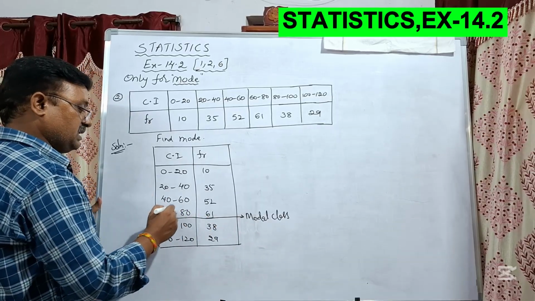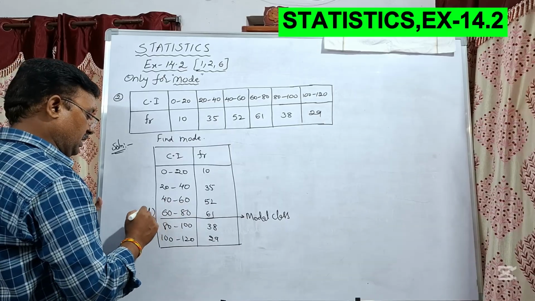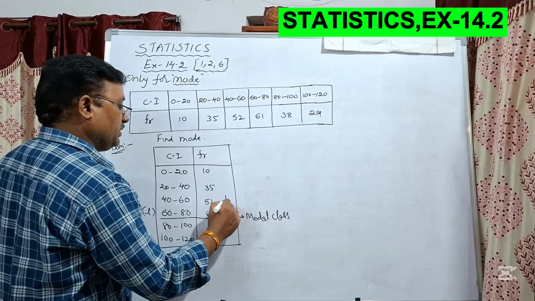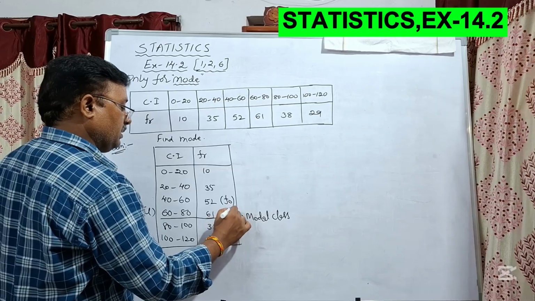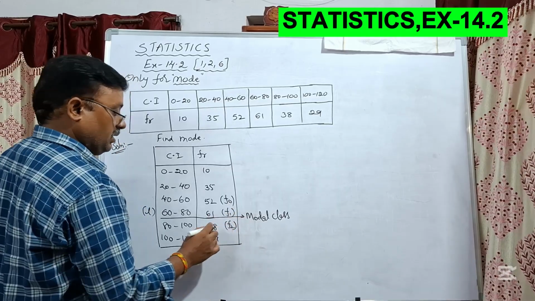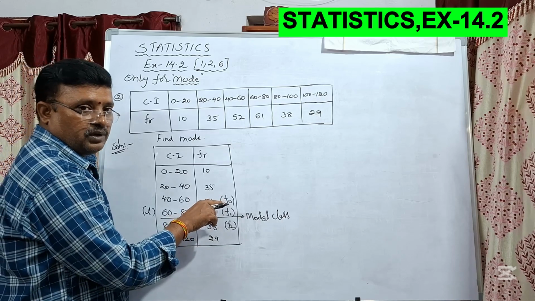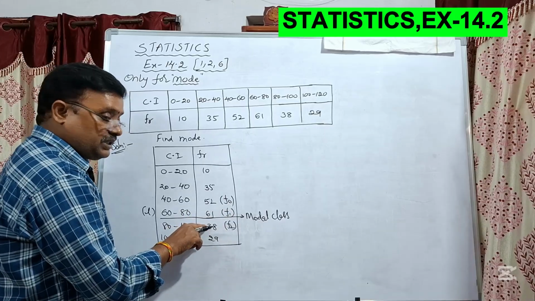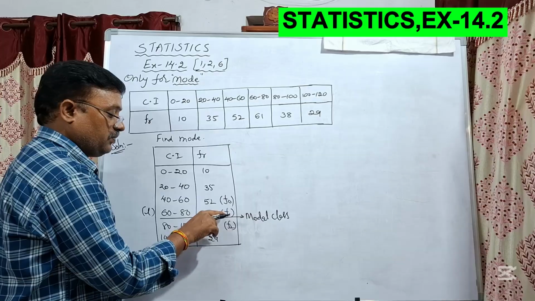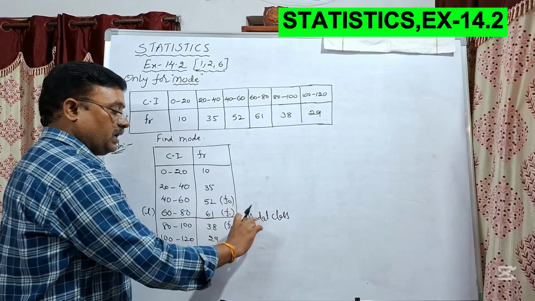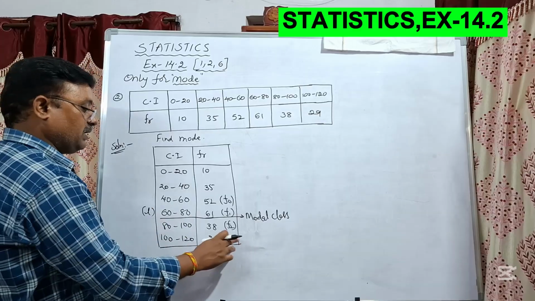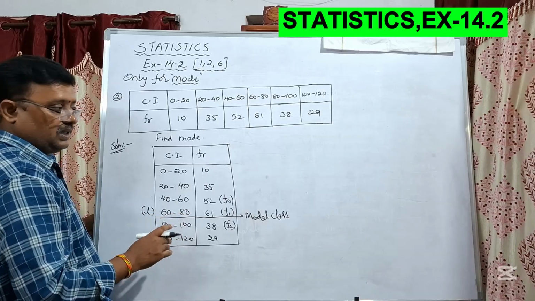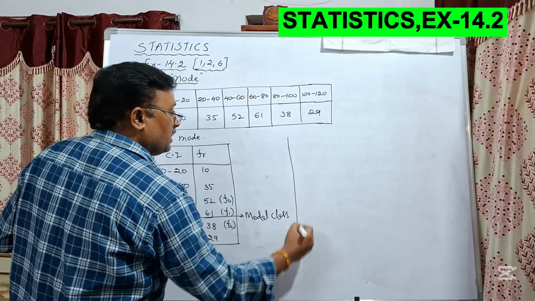Since it is in continuous form, 60 will become the L value, the lower boundary of the modal class. Next, this will become f0, this will become f1, this will become f2. Got it? The frequency of the preceding class of the modal class becomes f0, its own frequency becomes f1, and the next frequency becomes f2, in proper order according to the modal class. And the h value we can find by the difference of the upper boundary and lower boundary, that is 80 minus 60, 20. So write that information here.